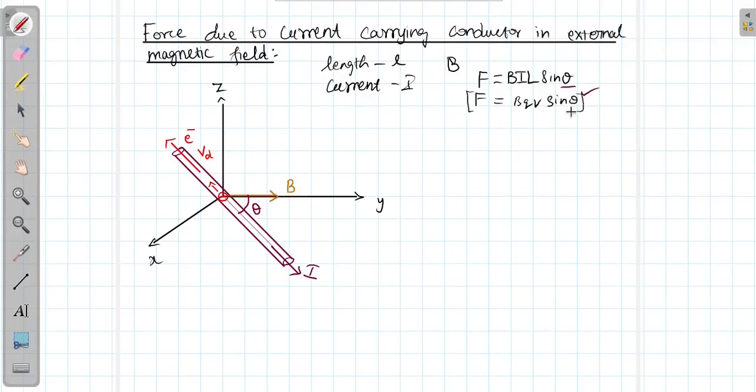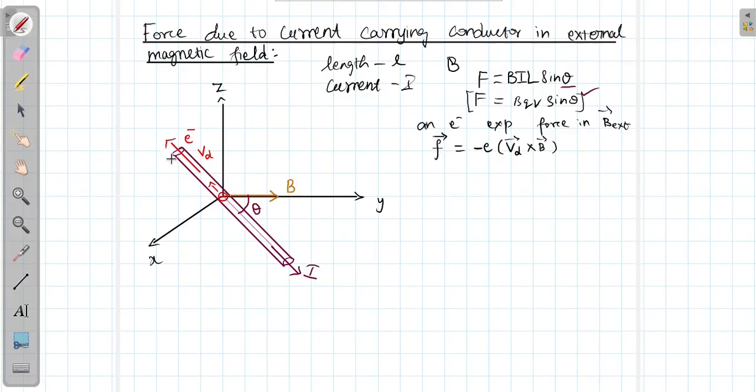This equation is for a charged particle, and a charge is exactly an electron. An electron in an external magnetic field experiences a force which is BQV sin theta. Here the velocity is the drift velocity. So now assume a single electron experiencing a force minus e Vd cross B. Why? Because the electron is negative. This is the force experienced by a single electron.